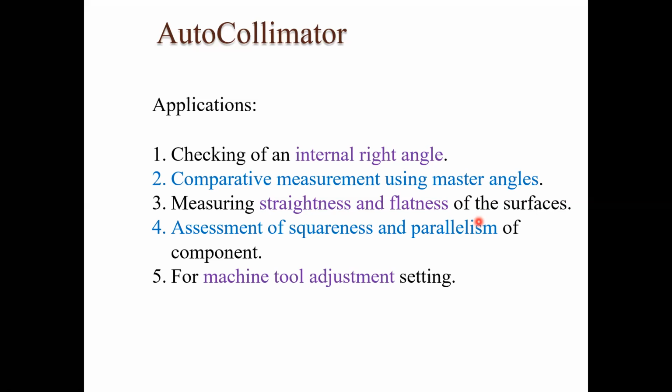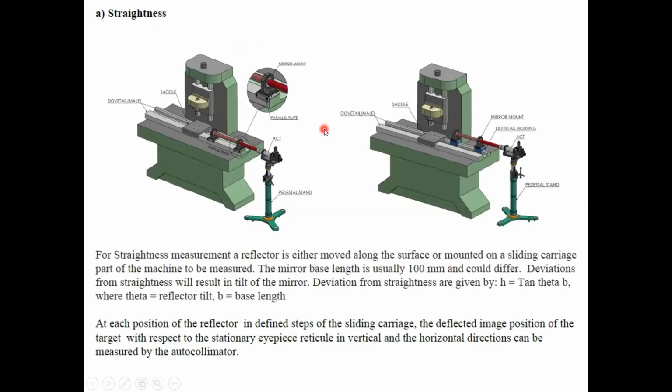After that, simply remove the slip gauge and place the work part which is to be tested. That is, the work part means here the flatness of a bed surface you can place. The light is focused onto the surface which is to be tested, and again the image is projected somewhere, and there is a gap between O and O dash. You can measure that and use it to find the straightness or flatness. Assessment of squareness and parallelism of components for machine tool adjustment setting, all these can be fulfilled by using this autocollimator. These are the applications of autocollimators.